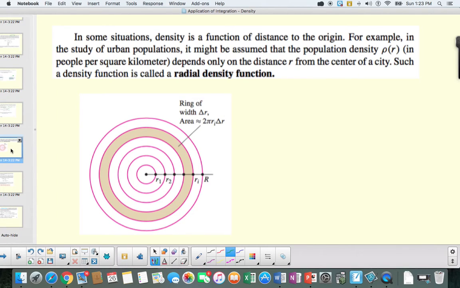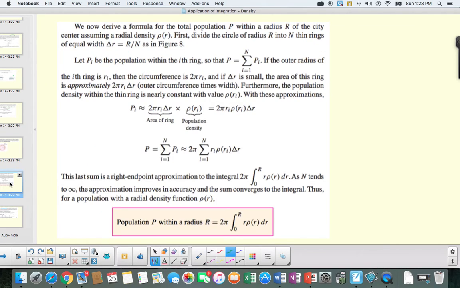Another situation in which we use density is radial density function, where the density is pretty much the same in the ring right here. And so this ring will have the same amount, and this ring will have the same amount. What we're looking for is dividing the area that we're looking at into little pieces of area that have the same constant density. Now, when would that happen? That would happen with population. If this is the center of town, as we go farther and farther out of town, there's less and less people. So this would be a perfect way to describe it.